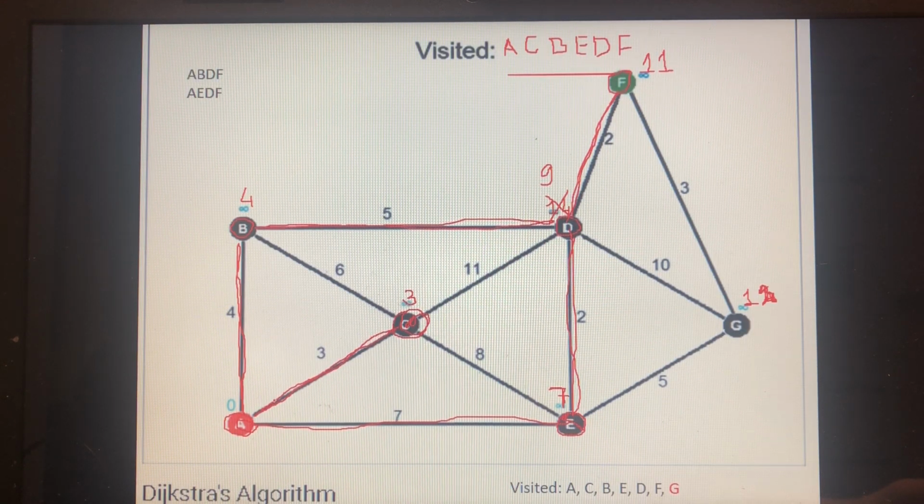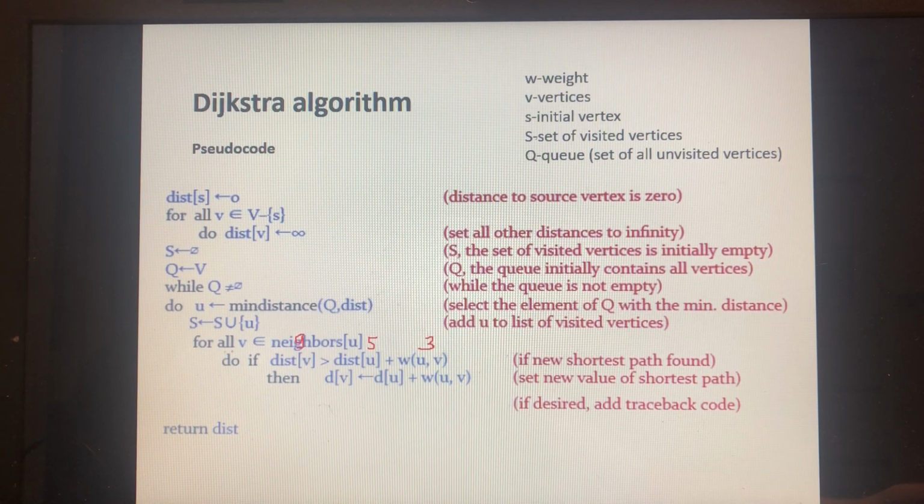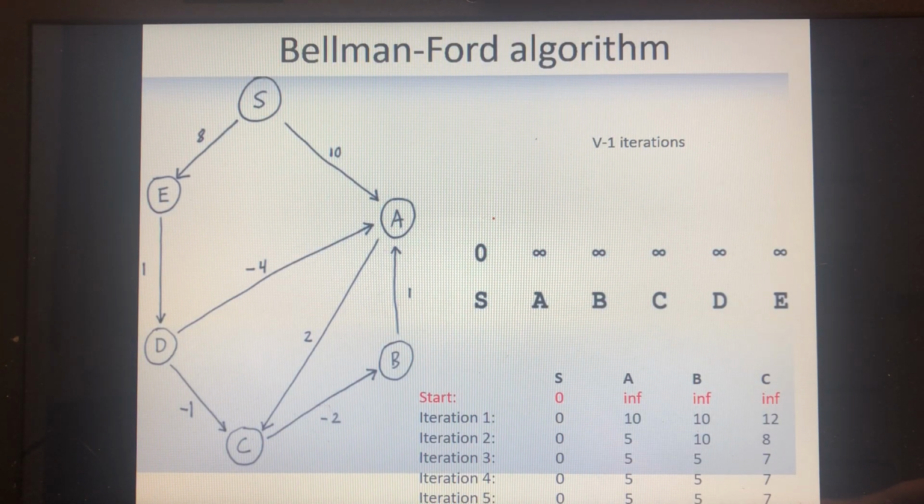So one by one he's checking here, and it sees that it found the shortest path through here. Yes. So this is the search for the new shorter path. So that was Dijkstra's algorithm. Now we go to the Bellman-Ford algorithm.